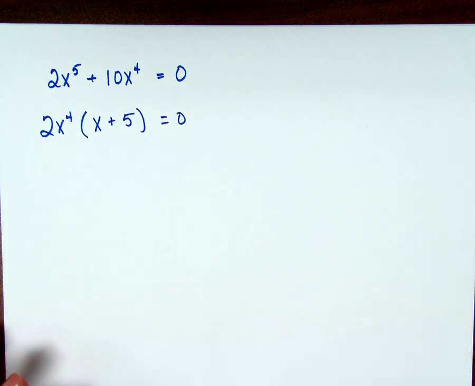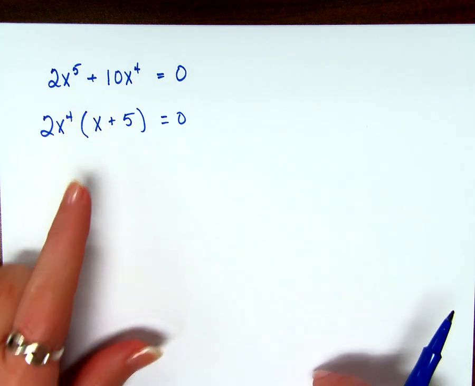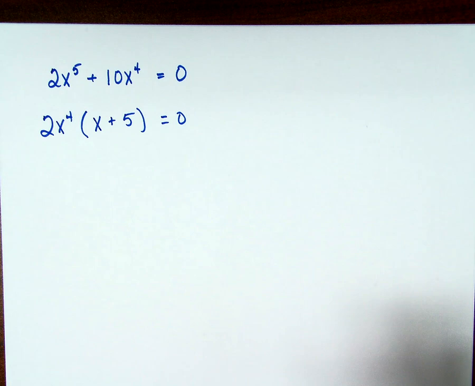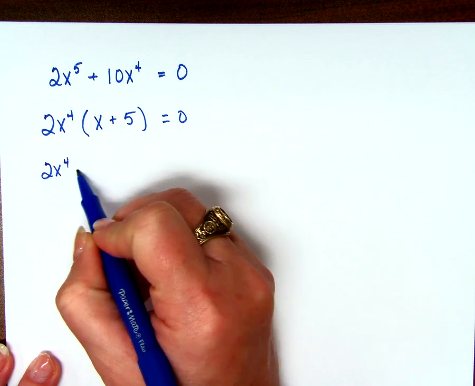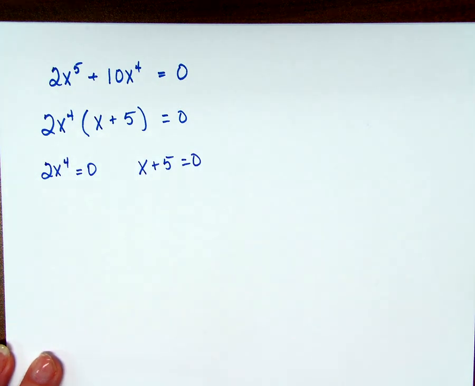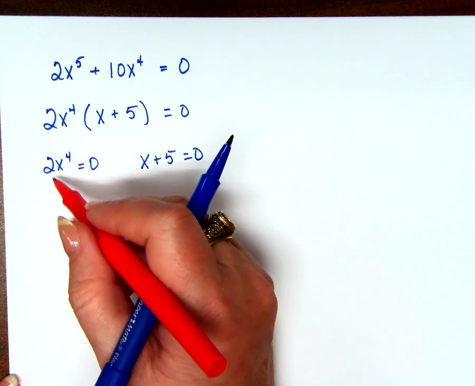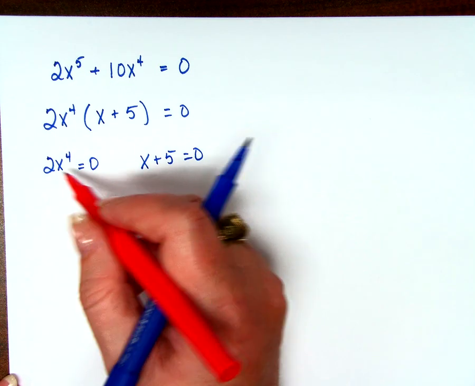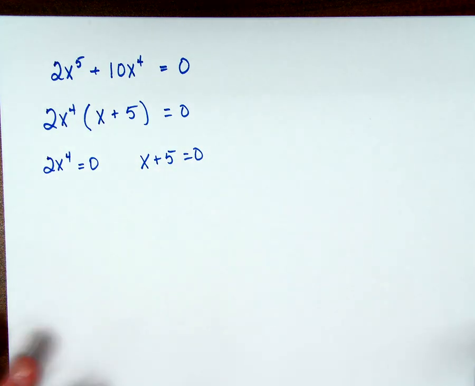Now, yesterday we talked about the fact that if a times b equals 0, then we know either a equals 0 or b equals 0 or both. And just to cover all our bases, what do we always do? We always do both, right? So we're going to take 2x to the 4th and set it equal to 0. And we're going to say x plus 5 equals 0. So to solve the first equation, I could go through all the steps, right? I could divide both sides by 2 and take the 4th root of both sides. But I know it's going to be what? 0.